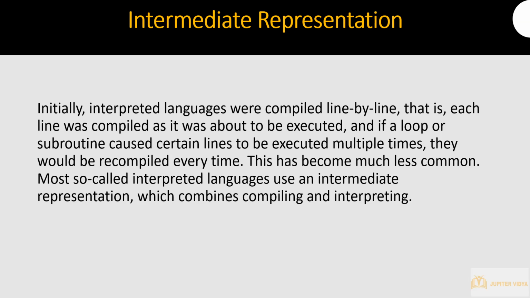Let's understand it. Initially, interpreted languages were compiled line by line. That is, each line was compiled as it was about to be executed. And if there is any loop or function in the code, it has to be recompiled every time. Slowly this became much less common, and we moved to the concept of intermediate representation, where a language uses both compilation and interpretation.